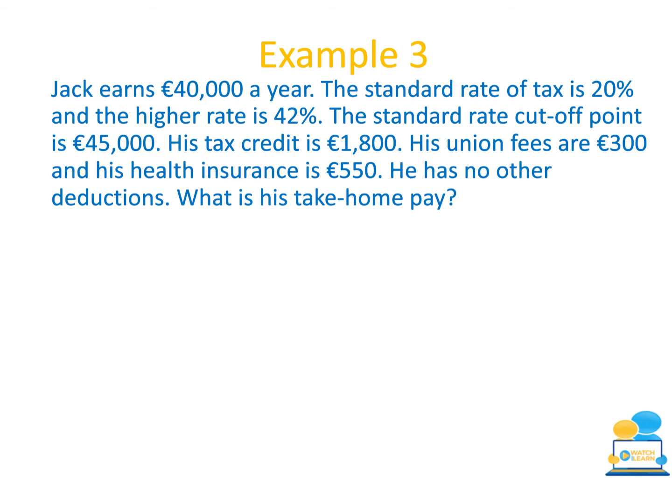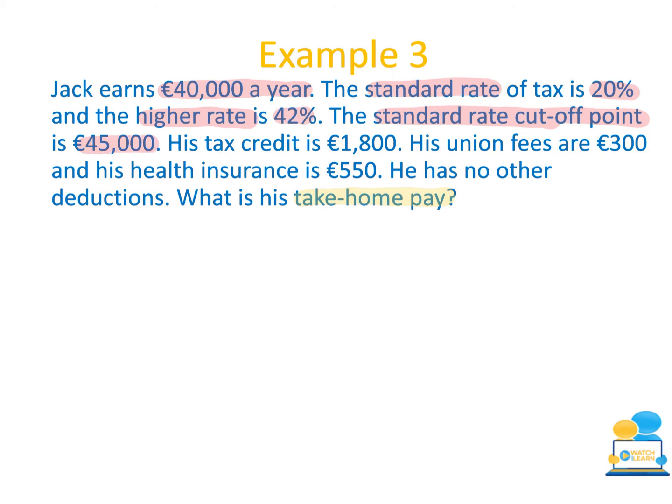Okay, we can see here they've given us a lot of information. There's a lot happening with Jack's money, but this time they've only asked us one question. They only want us to find out what is his take-home pay. So that's the only thing we need to highlight really in this question. The important information they've given us is that he earns €40,000 a year. The standard rate of tax is 20%. They tell us the higher rate is 42%. And then they use this new word we haven't seen yet, standard rate cut-off point is €45,000.